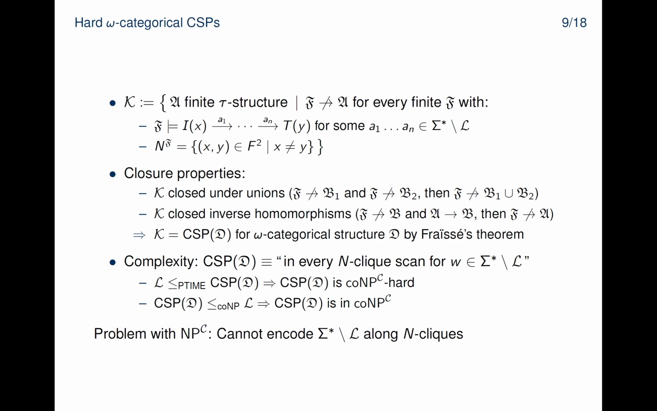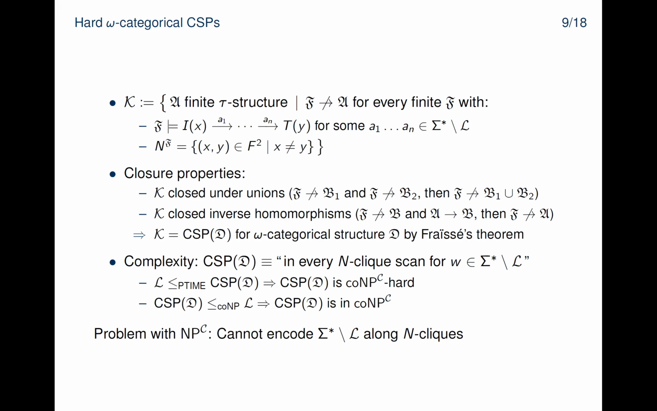Okay. Now there is a problem with NP-C, and namely the problem is that we cannot afford to encode the complement of our language along n-cliques, and this is bad because we used n-cliques to get this closure property of being closed under unions, which allowed us to use Fraïssé's theorem. But at the same time, if we forbid encodings of words on n-cliques, then we cannot really hope for anything better than hardness for coNP-C.